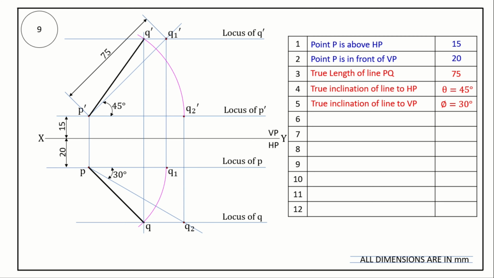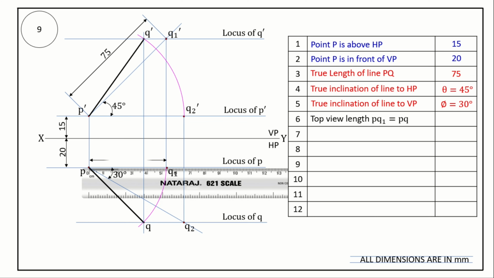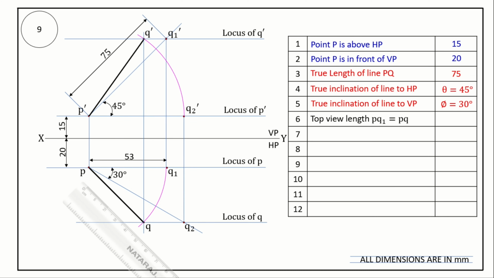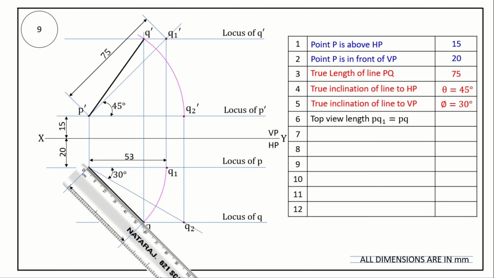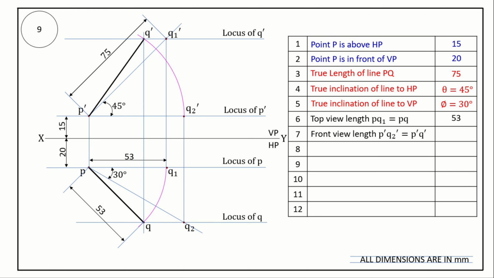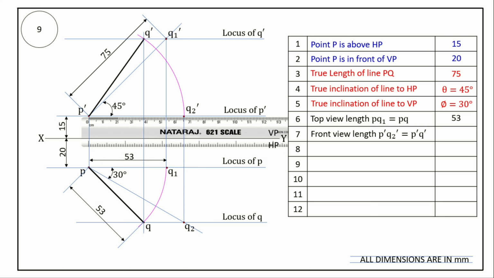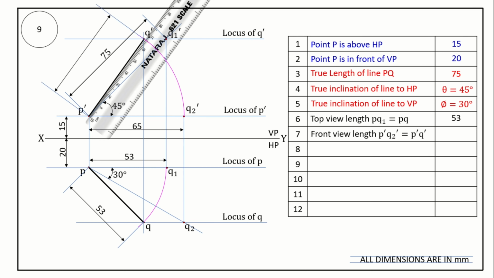Let us now understand the 7 data we have found to draw the projection of the straight line. The top view length PQ1 equal to PQ. If you measure the top view length PQ1, it is equal to 53 mm. So, the top view length is equal to 53 mm. Front view length P dash Q2 dash equal to P dash Q dash. If you measure this length, P dash Q2 dash is equal to 65 mm and P dash Q dash length is also equal to 65 mm. So, the front view length is equal to 65 mm.